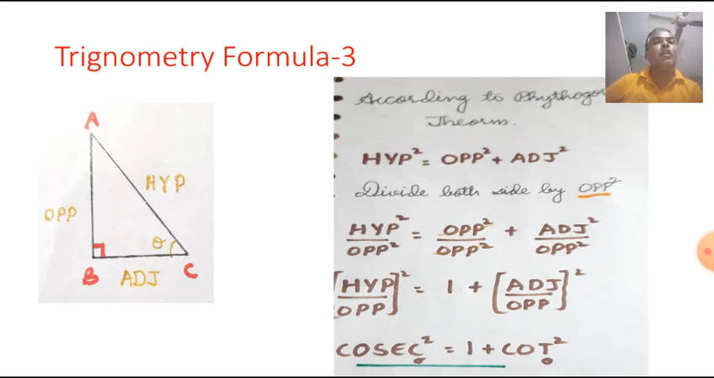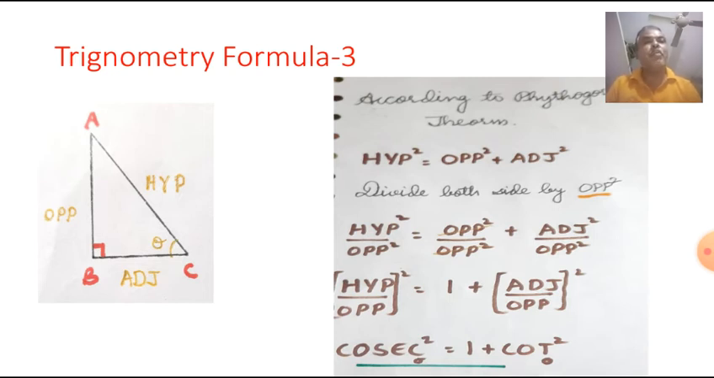In the same way, hypotenuse by opposite is cosecant, square is there, I put as it is. It becomes cosecant square theta is equal to 1 plus cot square theta, because adjacent by opposite is cot theta. So we got cosecant square theta is equal to 1 plus cot square theta. It can also be written as 1 plus cot square theta is equal to cosecant square theta. This is our third formula.